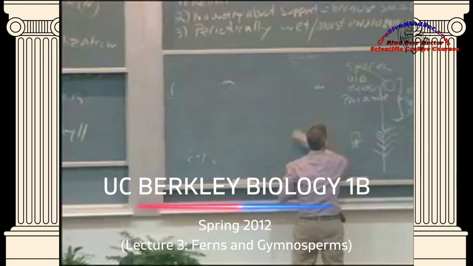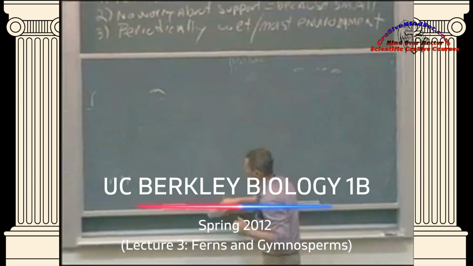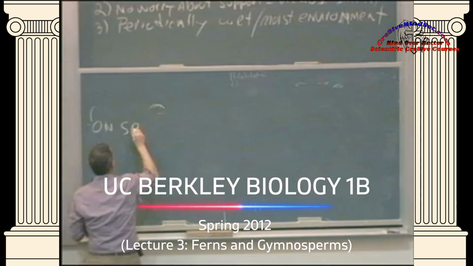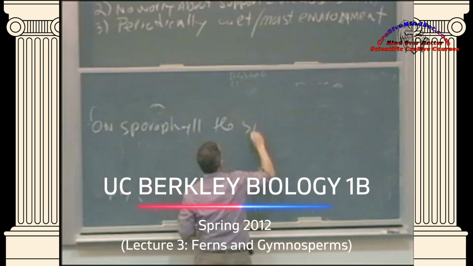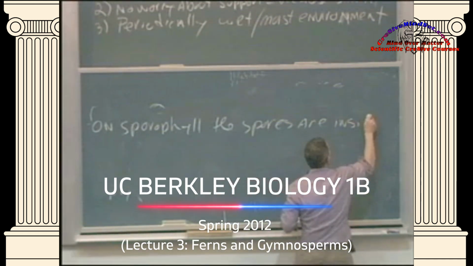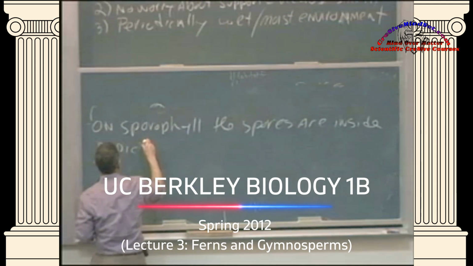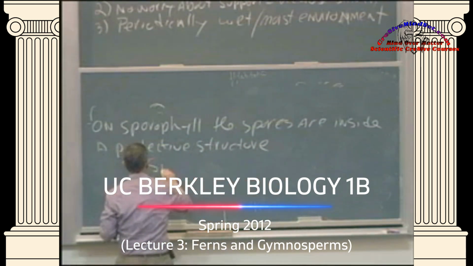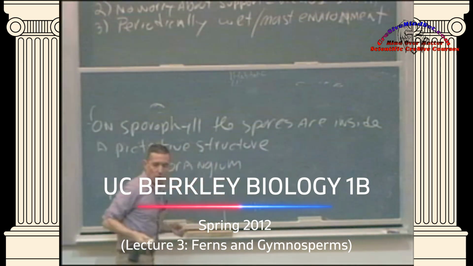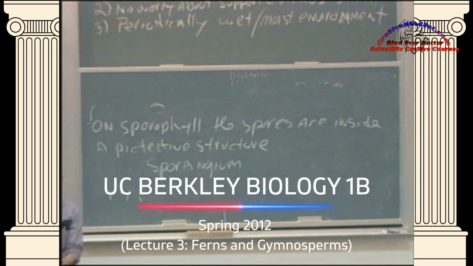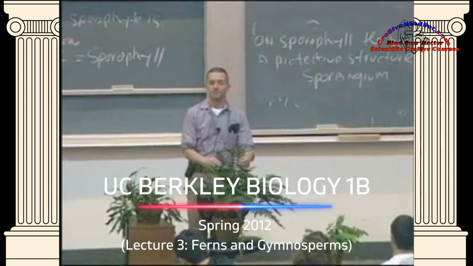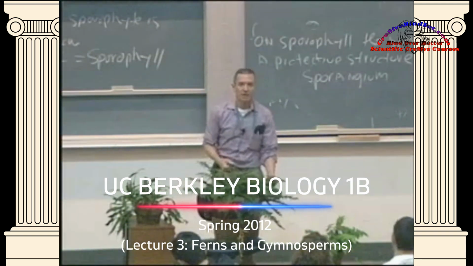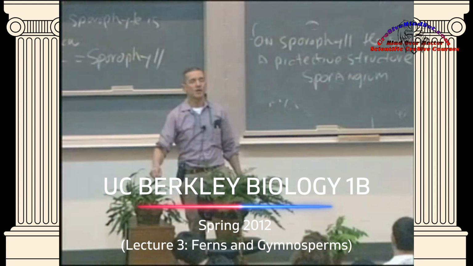on the sporophyll, the spores are inside of a structure. They're not directly exposed initially to the outside. So on the sporophyll, spores are inside a protective structure. And that protective structure is called the sporangium. So when you look at the underside of a fern leaf, you are looking at actually many, many sporangia, and inside each sporangium are many, many spores. So there are tens of thousands of spores on the underside of each of these sporophylls. This is the sporophyte generation. This is the dominant generation. It is the generation that most of you think about when you think about ferns, if you do.